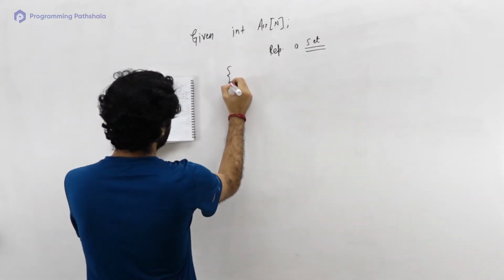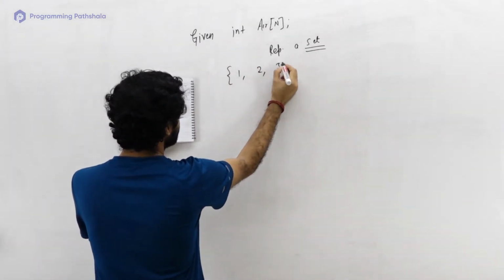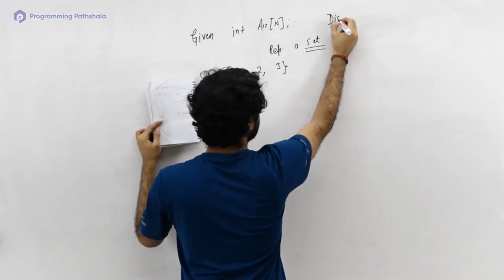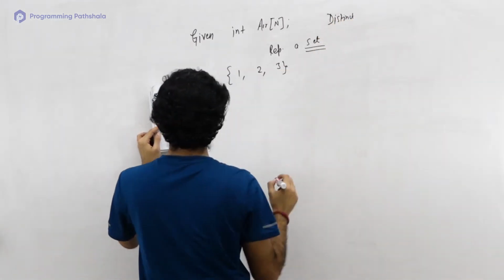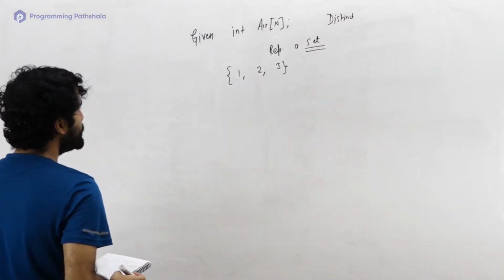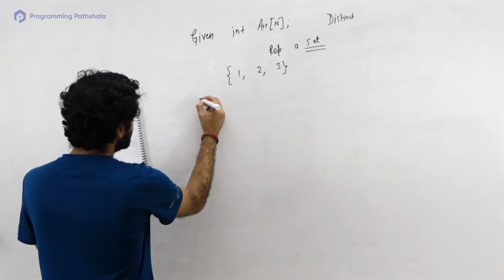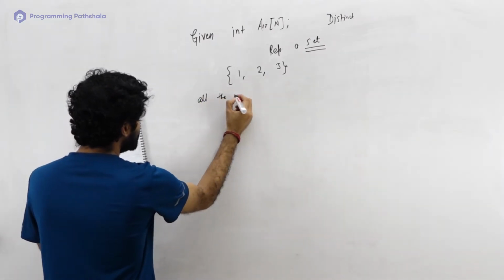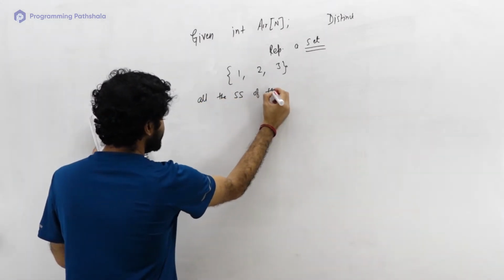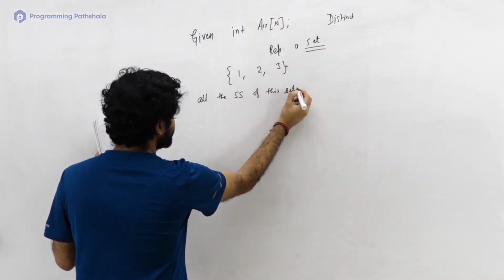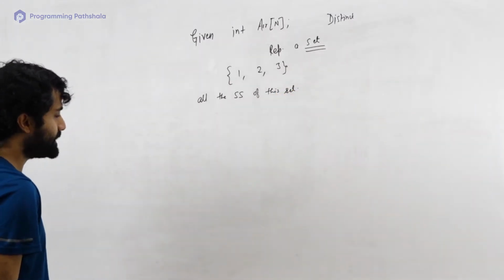So I can have an array that looks like this. Distinct elements, right? Now what I am supposed to do is that I can treat this as a set, and now I am supposed to generate all the subsets of this set. Generate all the subsets of this set.